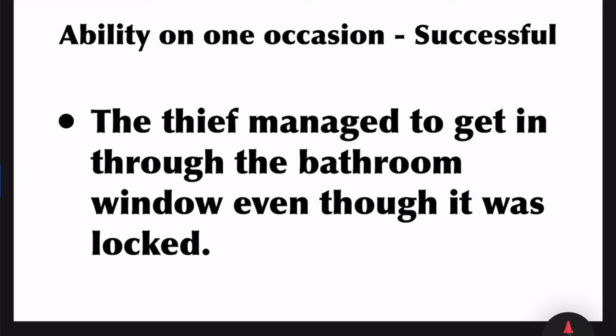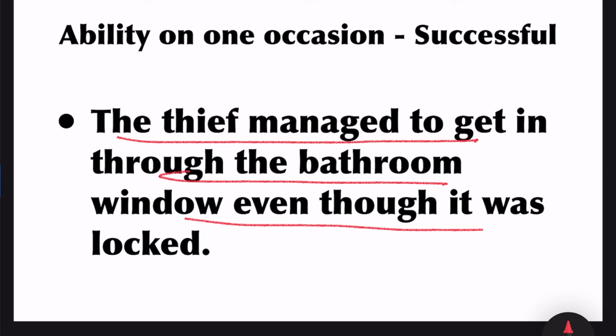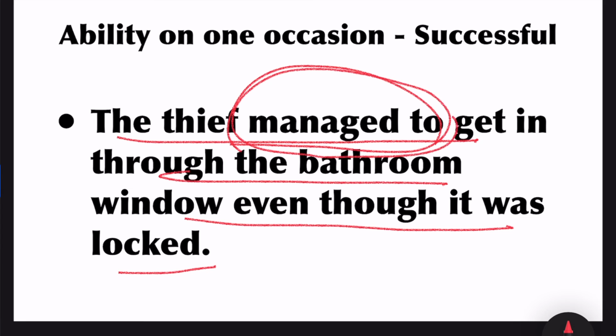Look at this example. The thief managed to get in through the bathroom window even though it was locked. It was locked, so it is a difficult task. Even though the bathroom window was locked, the thief managed to get into the house. So, we have used the phrase managed to. If the task was difficult in the past but we did it successfully, we use the phrase managed to.